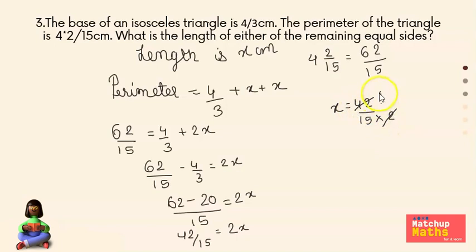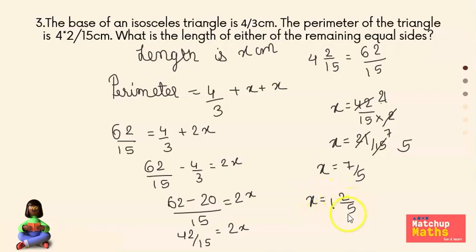So we get x is equal to 42 by 15 into 2. So 2 21s are 42. So here x is equal to 21 by 15. 15 is 3 5s and 21 is 3 7s. So we get x is equal to 7 by 5. Now if we want to convert it into a mixed fraction, it will be x is equal to 1 2 by 5. Why? Because 5 ones are 5 plus 2, that is 7 by 5. So the length of the remaining side is 1 2 by 5 centimeter.